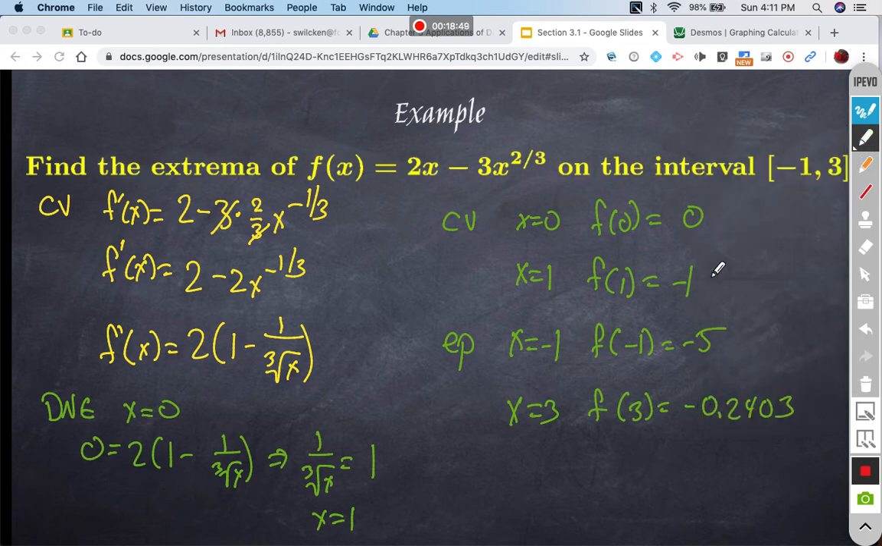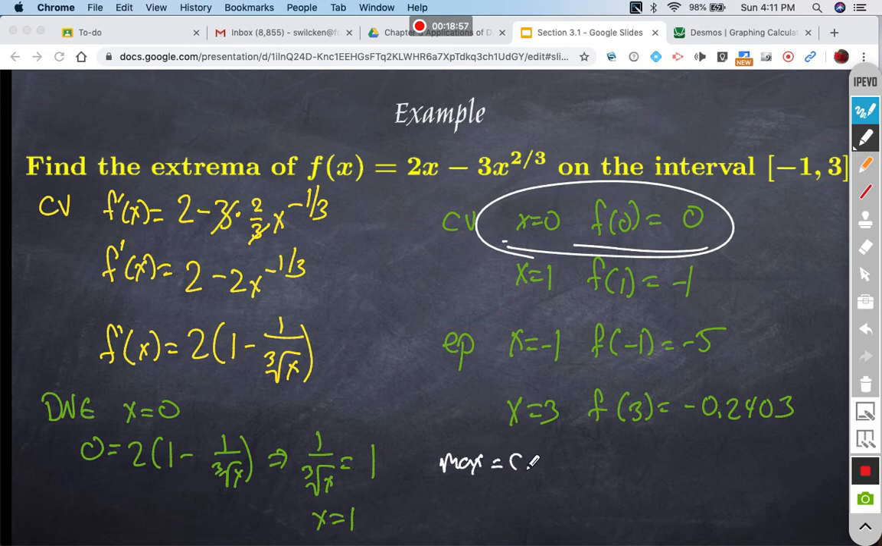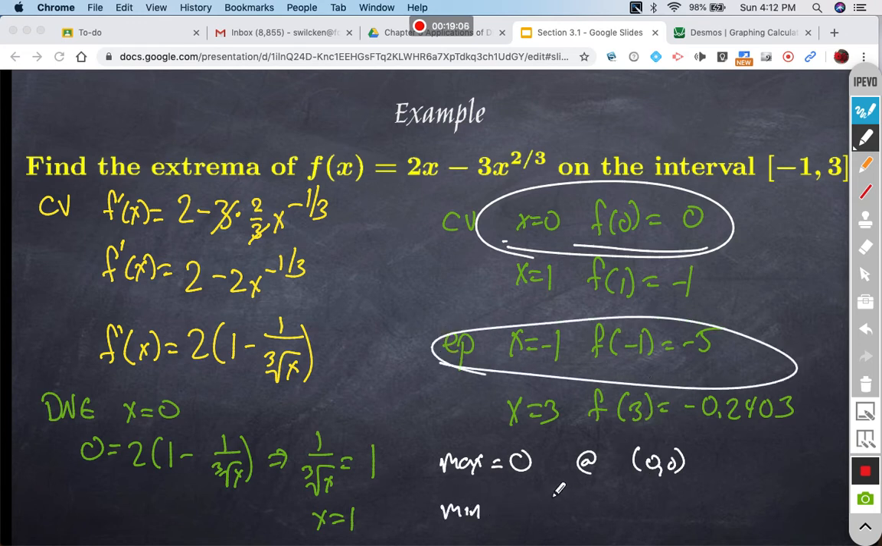So now we have those. We just say, what's the biggest? My maximum is 0, and that's at the point 0, 0. My minimum is going to be negative 5, and that's at the point negative 1, negative 5. So again, this one has one of the extrema as an endpoint, the other one is inside the interval. This is very likely a relative extrema, but I can't even guarantee that. Again, we'll look at that some more.